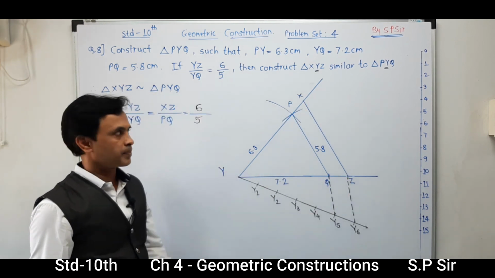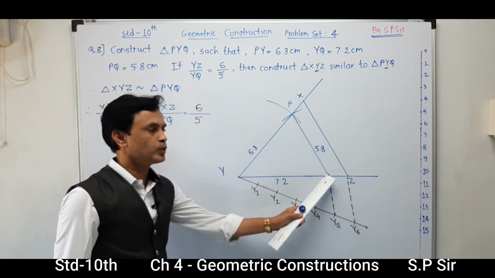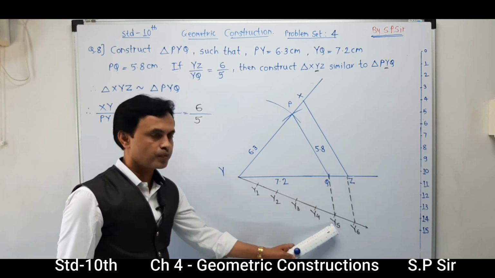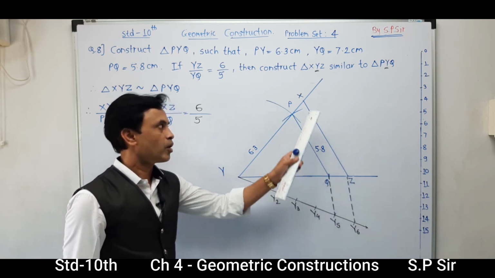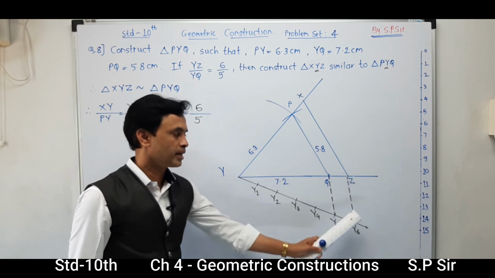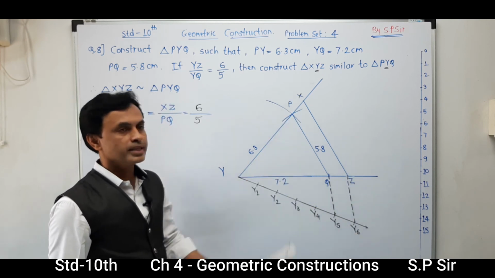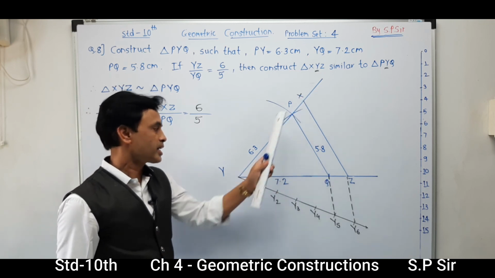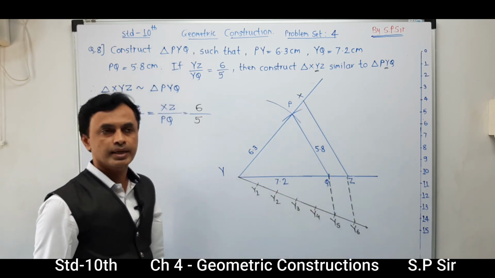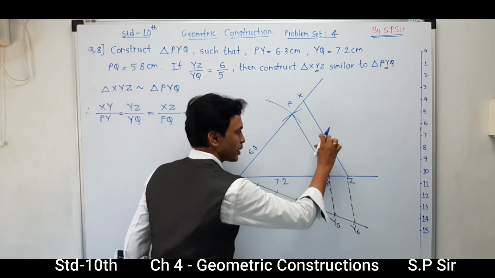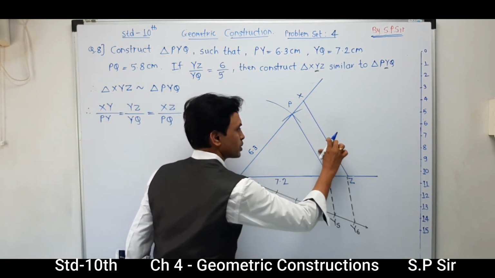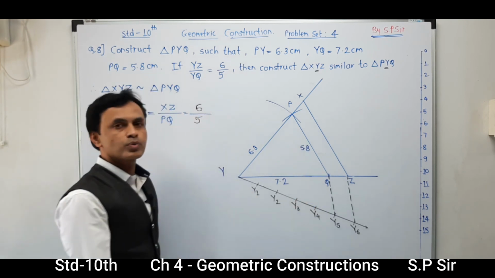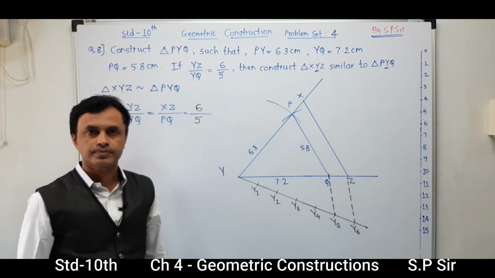XYZ is ready, and PYQ is 5 times, or you can say YQ is 5 times, then YZ of triangle XYZ is 6 times. In this way your triangle PYQ and triangle XYZ are completed. Remember, this 5.8 is the distance of your side PQ, and in this way your diagram is completed.